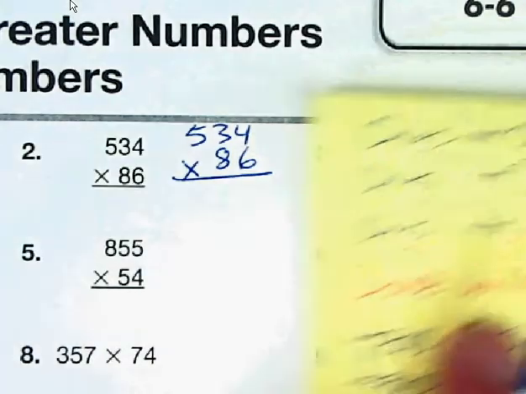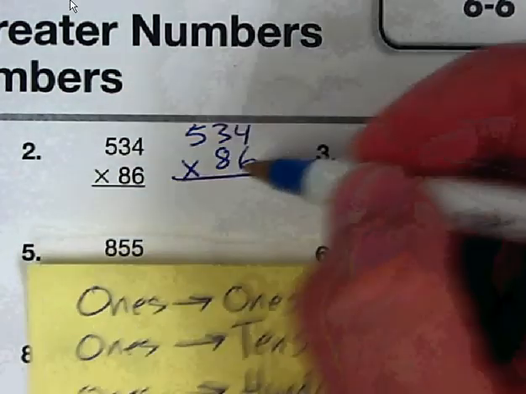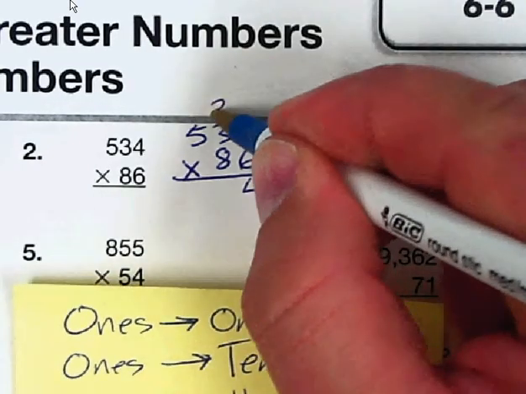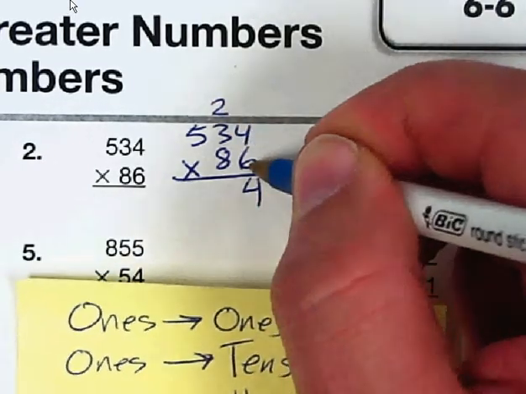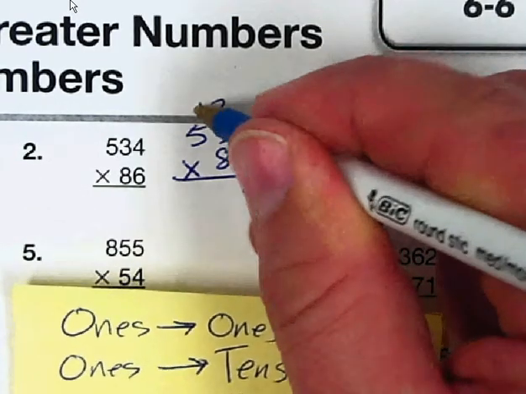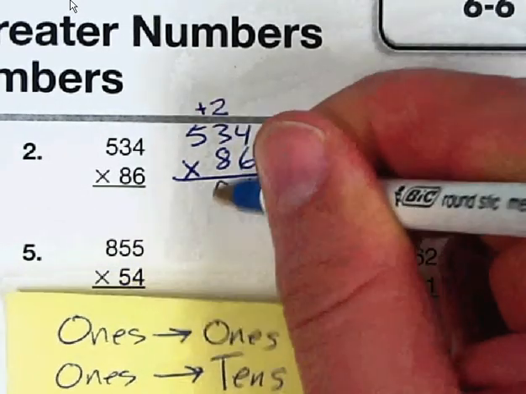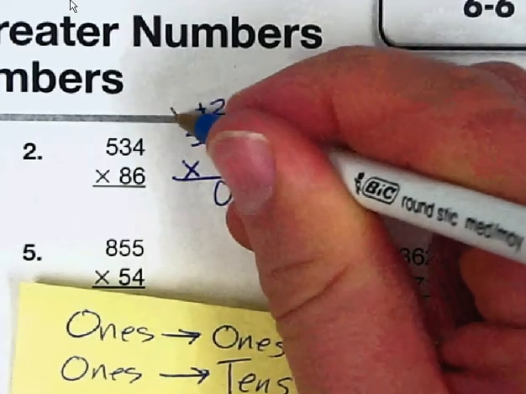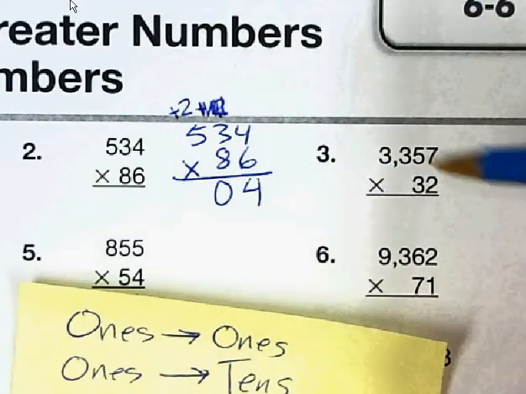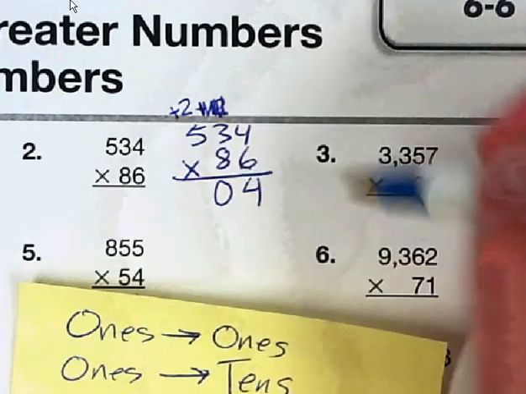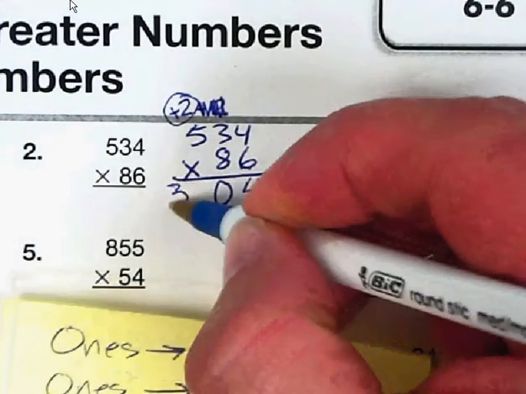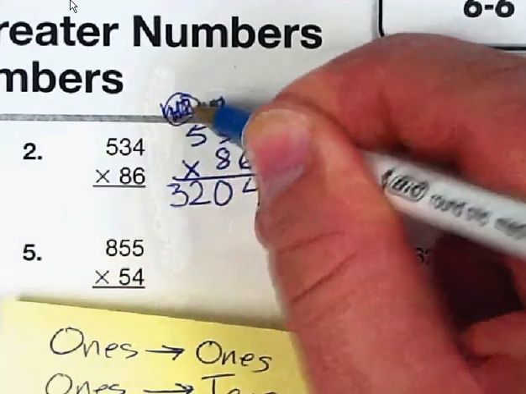Alright, so I'm going to start with my ones to ones. 6 times 4 is 24. I carry my 2. Now ones to tens. 6 times 3 is 18. Plus these 2 on top. So 19, 20. You put your 0 and you carry your plus 2 again. Now let's cross out this plus 2 because we already used it. Okay. Then 6 times 5 is 30. Plus these 2 would be 32. And cross that one out because we used it.